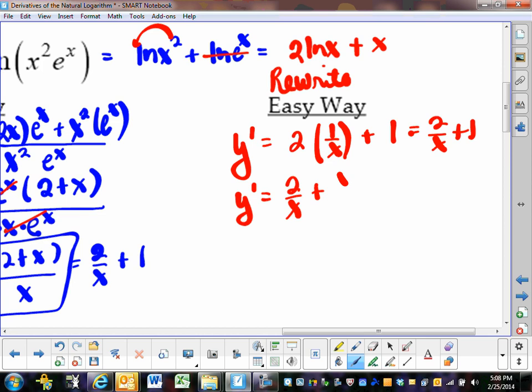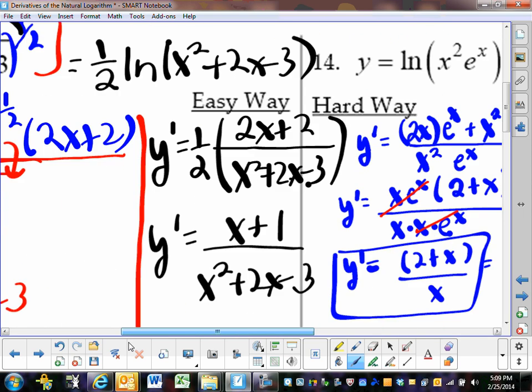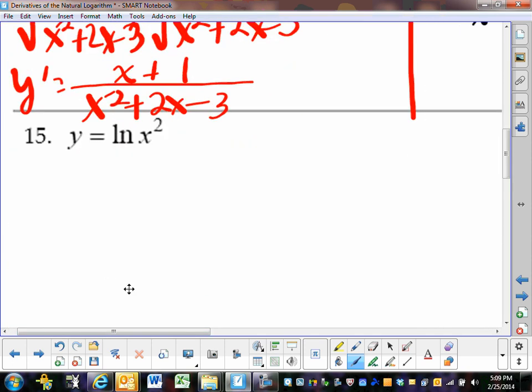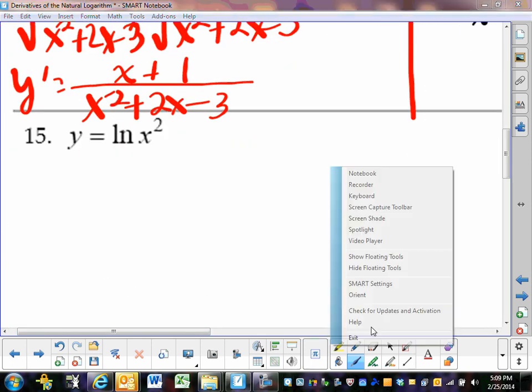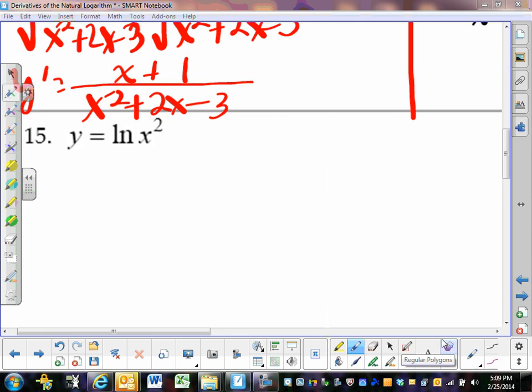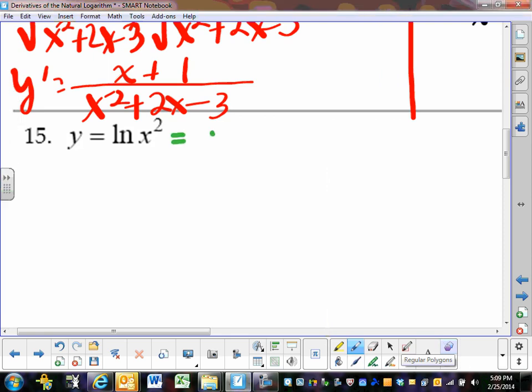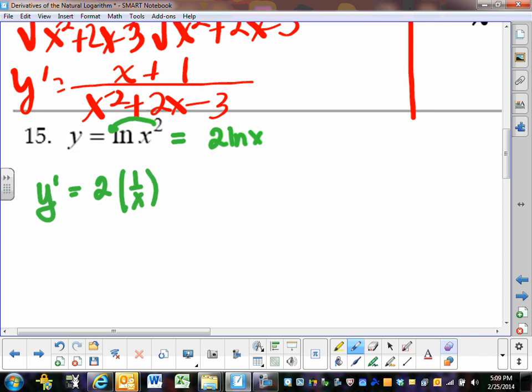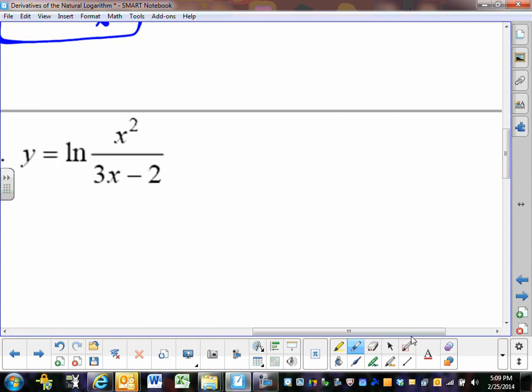Now the easier way would have been to use log rules of the product to rewrite so that this is the natural log of x squared plus the natural log of e to the x. I can further simplify by bringing the power down so that this is 2 natural log of x plus natural log and e cancel, so just plus x. So now, after I do my rewrite, the derivative is 2 times the derivative of natural log plus the derivative of x. So we get the 2 over x plus 1, much easier with less algebra.